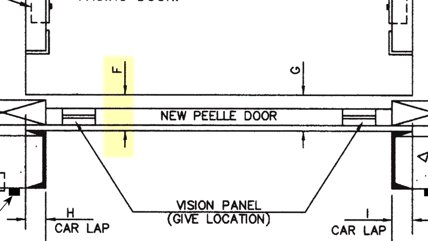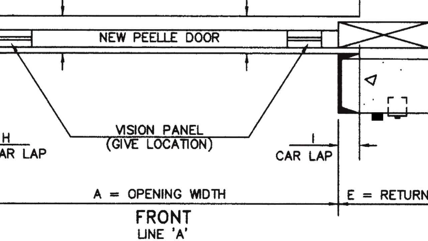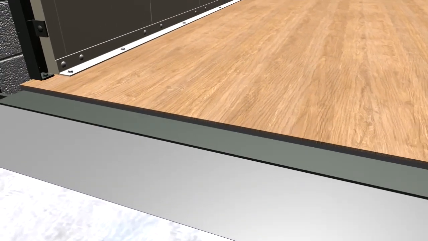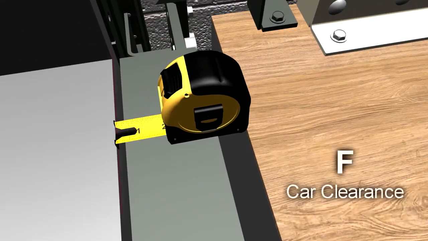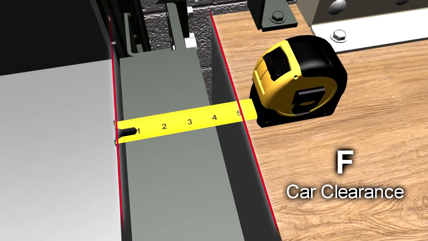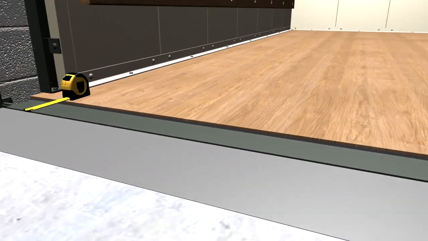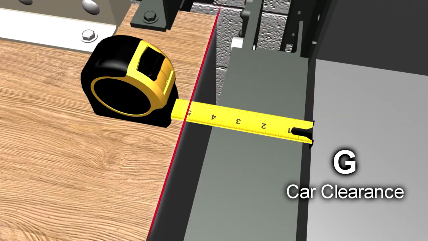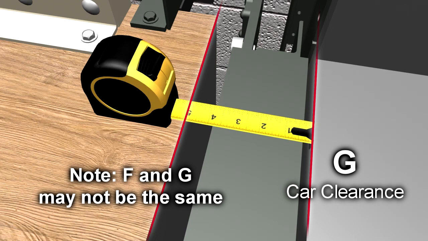Car clearance, dimensions F and G. Measure the car clearance at each landing. With the landing doors open, measure the distance from the landing sill to the car platform. Measure each side and do not worry if the dimensions are not the same. This is not unusual and can often be accommodated for proper running clearance.